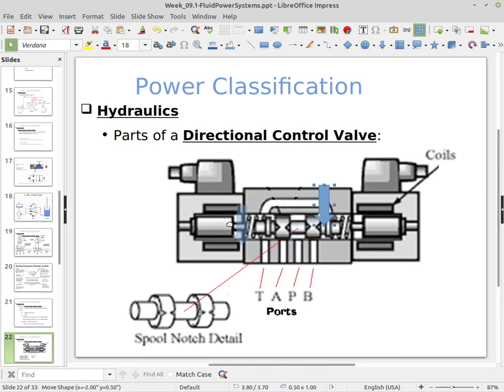When you activate the solenoid on the left, this moves over to the left, which allows pressure to come over here and then flow through port B. Okay, so when that happens, then pressure coming out of A can then return to the tank. If we activate B, then it's just the opposite. A gets the pressure and B releases back into the tank.